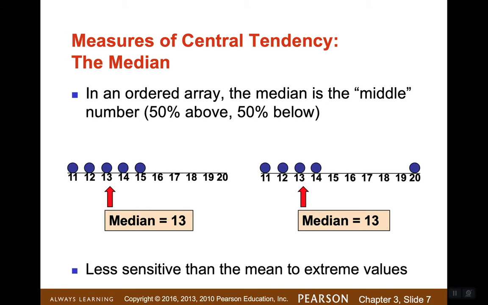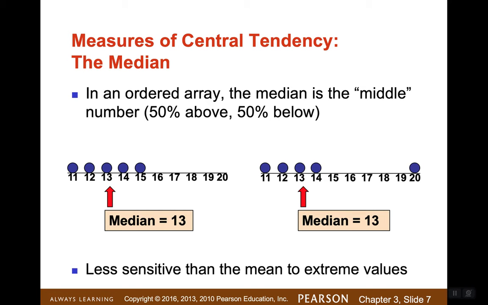Now, because of this problem with extreme values and shifting things around, we can use what we call the median. What the median is, we take our ordered array, so we take all of our data, sort it, and look for the middle number, where 50% is above and 50% is below.